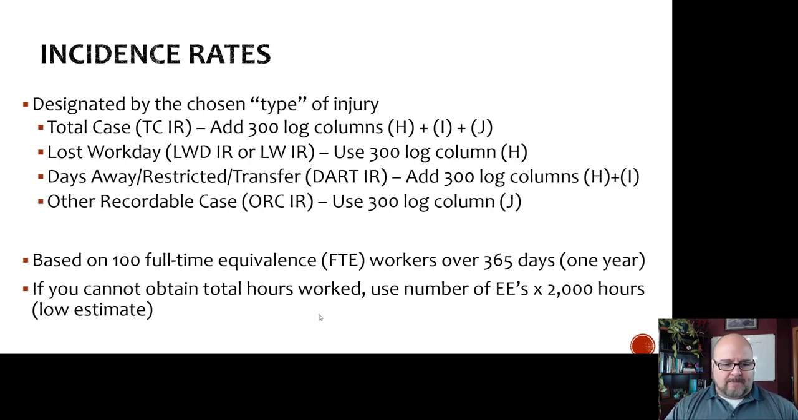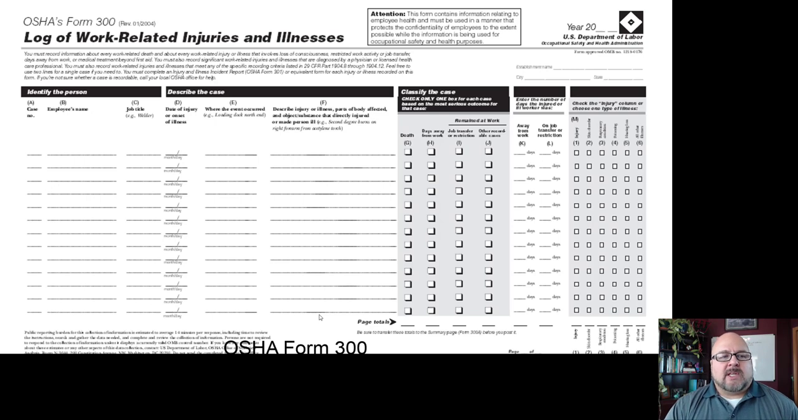Here is the OSHA 300 log, or OSHA's Form 300 log of work-related injuries and illnesses. And then you can see the columns H, I, and J. So each case gets a checkbox in one of the 4. Hopefully it's not death, but H, I, or J. If the worker receives first aid and goes back to work, you don't record it. But if they receive treatment beyond first aid, then it gets the J.